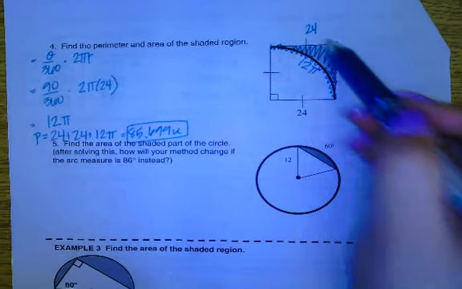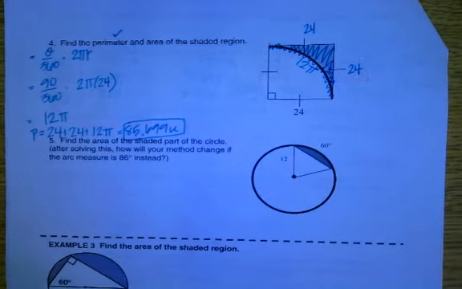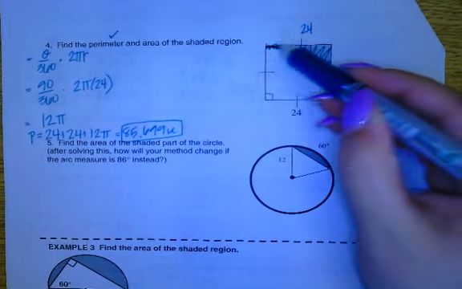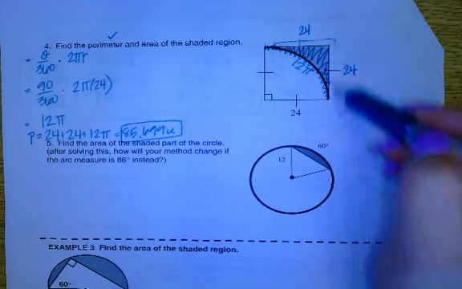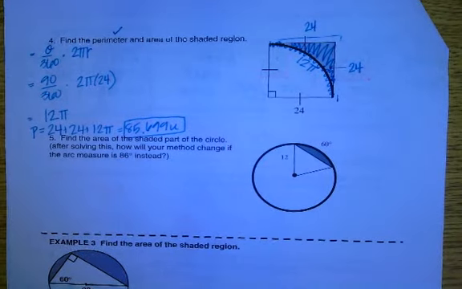Okay, so check. We found the perimeter. Why do you only have 24? Because we're looking at just the shaded part. The shaded part only has 3 sides. The curve and the 2 straight sides. Okay, so now I want to find the area of the shaded region. Okay, how are we going to do that? Area of the square minus what?